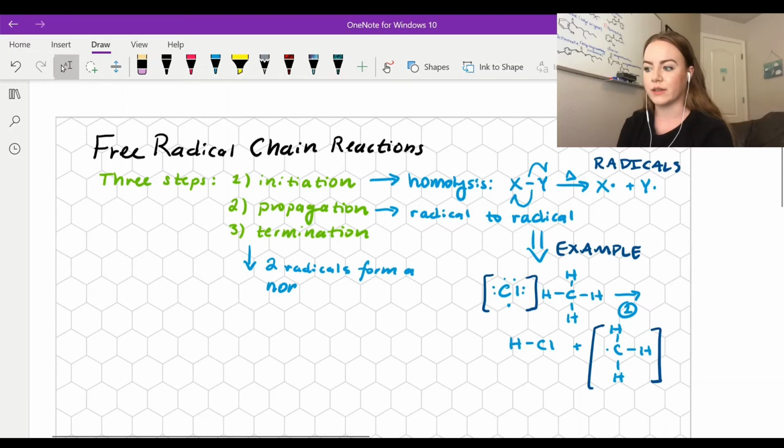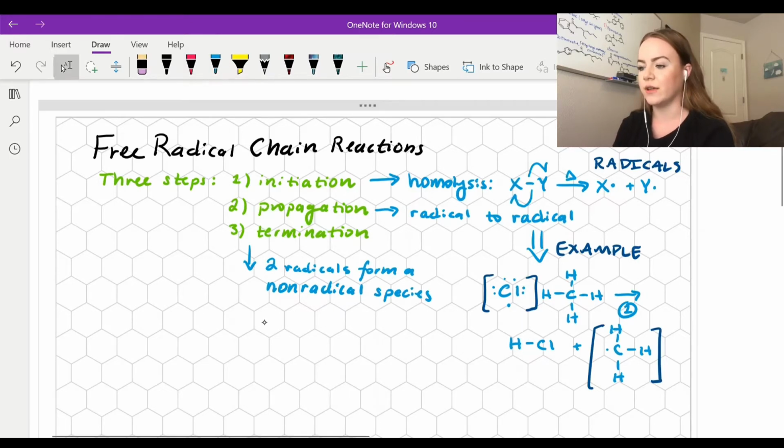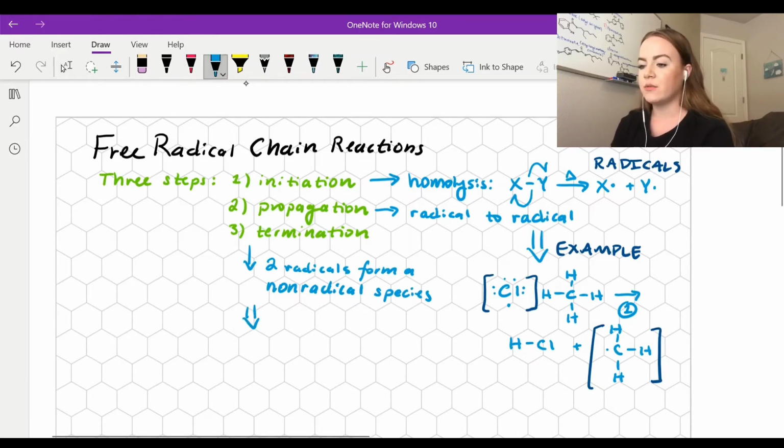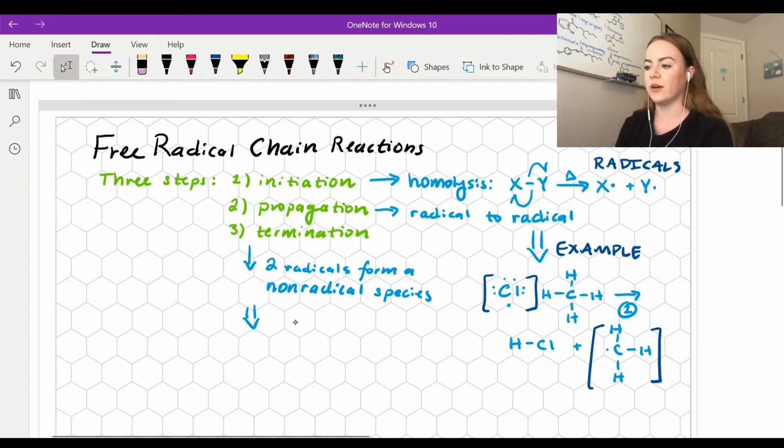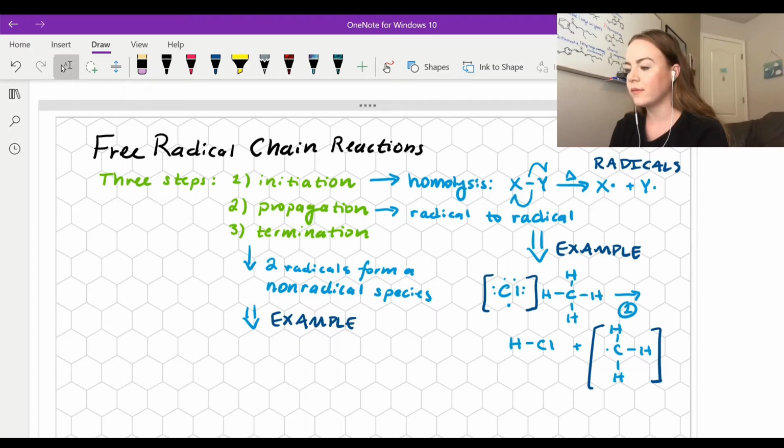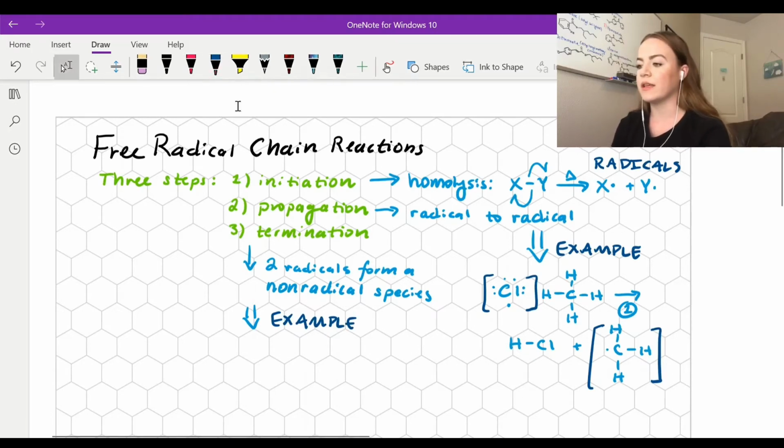Now, the final stage of radical chain reactions is called termination, which occurs whenever 2 radicals combine with each other and stop the propagation process. Another way to put this is 2 radicals form a non-radical molecule, or we can think about it as a non-radical species. So let's look at an example of a termination reaction to see how the chain reaction ends.